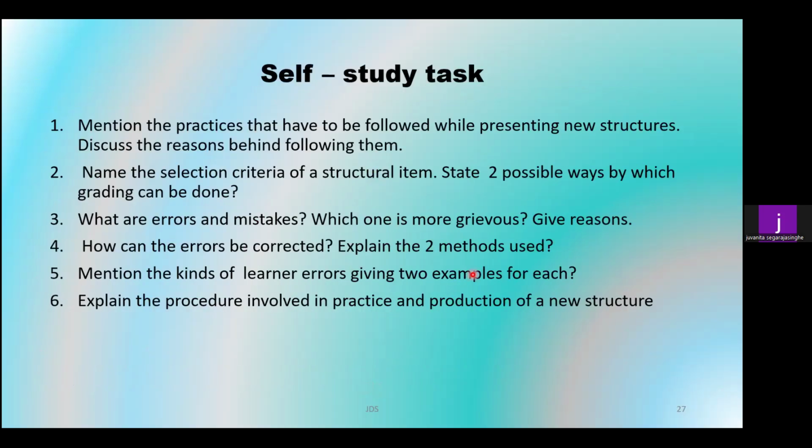Have you completed the previous self-study tasks? Yes, ma'am. Right, so this will be the last self-study task for Unit 5. With this, we wind up the entire Unit 5. So go through this and ask me if you're finding any difficulty or if you're not sure of any answer.